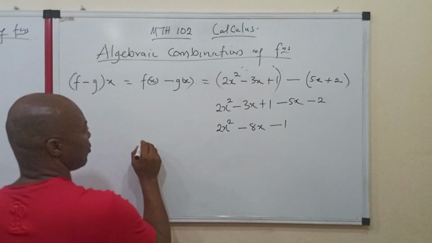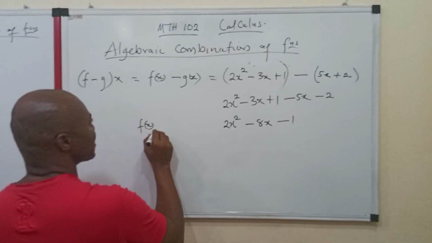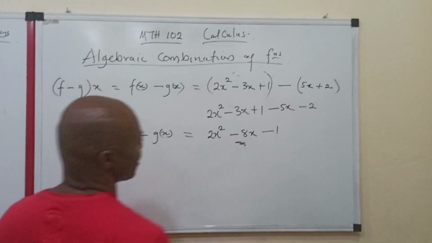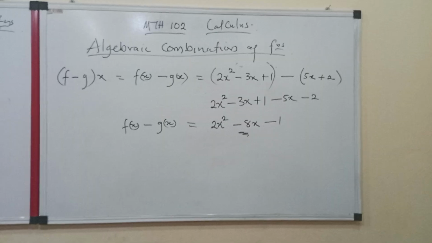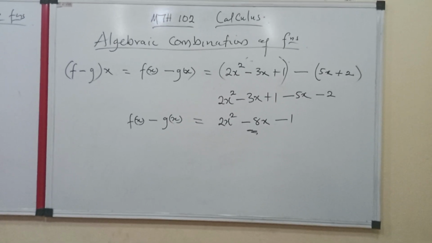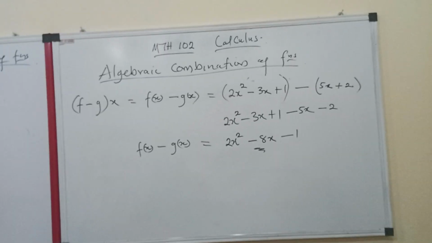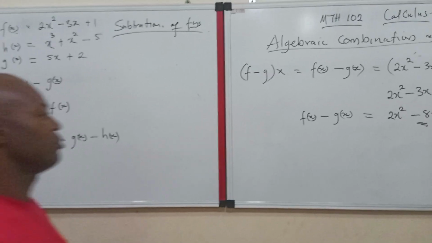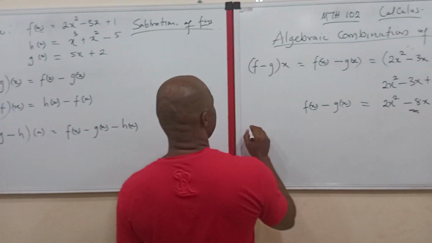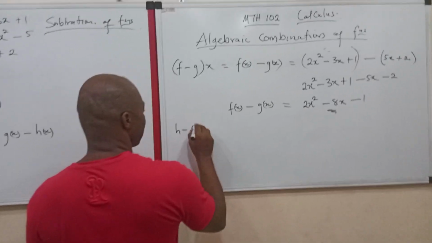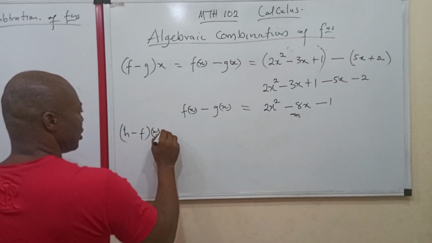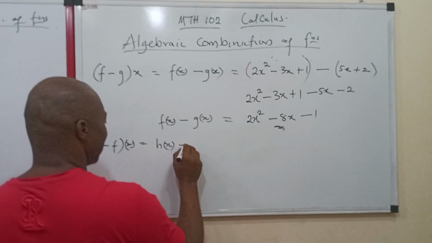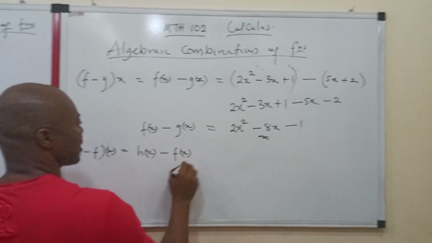So that we can say f of x minus g of x is equal to this. So you can see that this is also pretty simple and straightforward. In like manner, we can also consider that of h minus f of x. So here we have h minus f of x will be equal to h of x minus f of x. That's what we have.